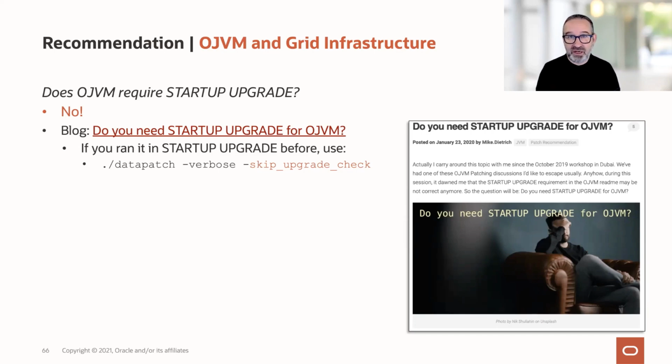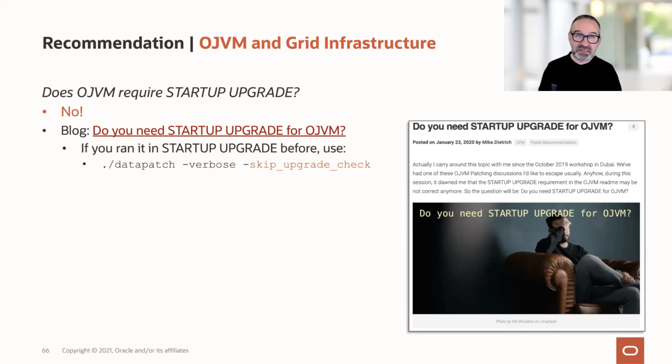In a regular environment where I have no RU and I can't apply the OJVM binaries rolling anyway, I just bring up my database and I run datapatch -verbose, and all is good. I don't see any reason why you would need a startup upgrade. We discussed this internally and tried to convince the README owners to make this clearer, and it's not clear in my opinion. So take it as it is, but keep in mind there's no startup upgrade required. I don't know any rational reason why that should be the case.